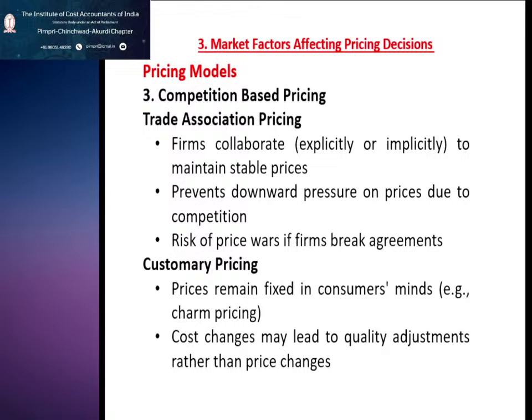The fourth type is customary pricing. Over here prices remain fixed in the consumer's mind. Example: charm pricing. Another characteristic is that cost changes may lead to quality adjustments rather than price changes. So if you see this, typically the chapter is a short chapter, primarily focusing on those factors of the market which affect pricing decisions. So in a way, depending on the nature of the market factors, the categorization of the pricing models has evolved.